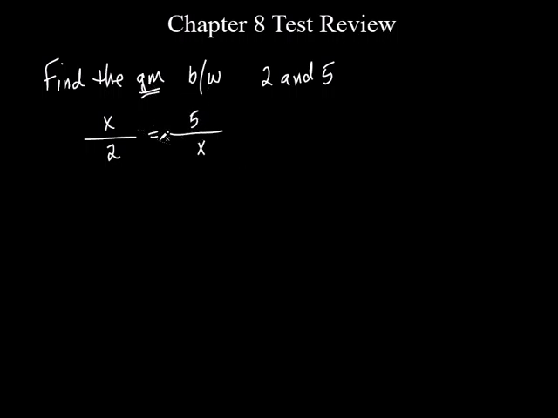And then you just cross multiply. That should be the easy part. So x times x is x squared, 2 times 5 is 10. Take the square root of both sides to get x by itself, so x is the square root of 10. There's two problems like that on the test, so you may want to jot that down. All right, let's move on.